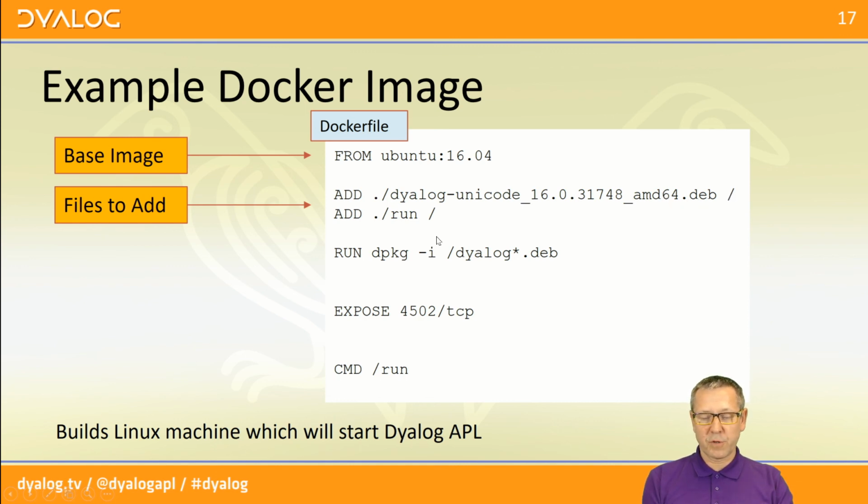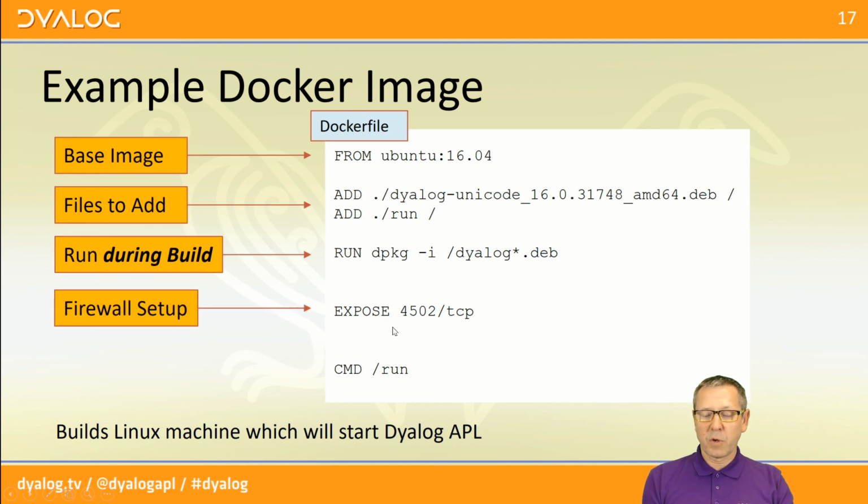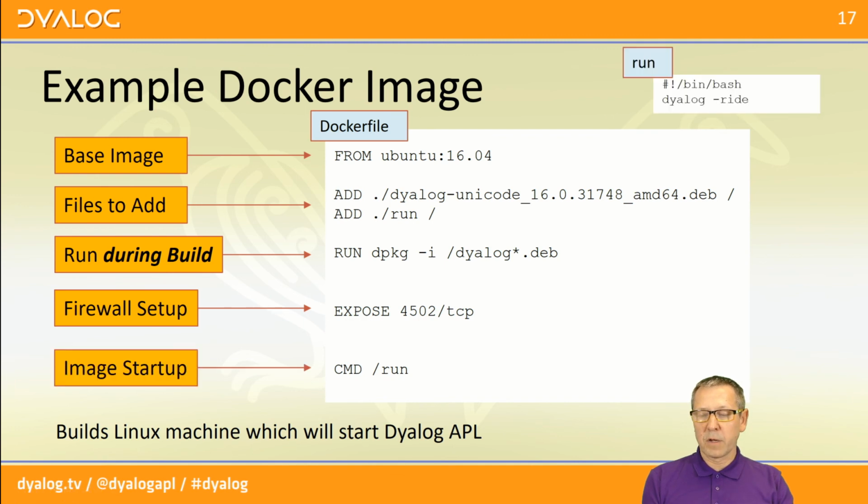So put the deb file in the root, take the run file, which is the script that we're going to run when the image starts, put that in the root, run the installer for deb files. So this line of code is run during the build and installs Dyalog APL on the image. You can have a variety of statements that say which ports to open up, so you're setting up the firewall for this image. And then finally a statement that says what to run when the image actually starts up. And in this case, run is just a tiny little file that says start Dyalog APL enabled for RIDE connectivity.